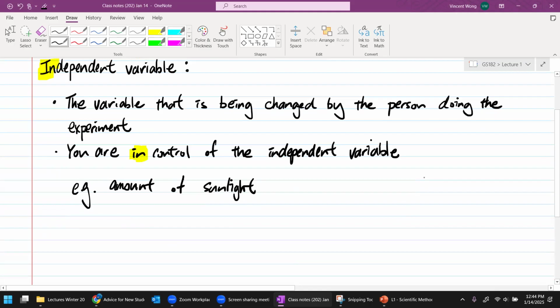Is it too generalized to say the independent variable is the cause and the dependent is the effect? That's good. Yeah, we're gonna get to that. Keep that in mind. Very good.